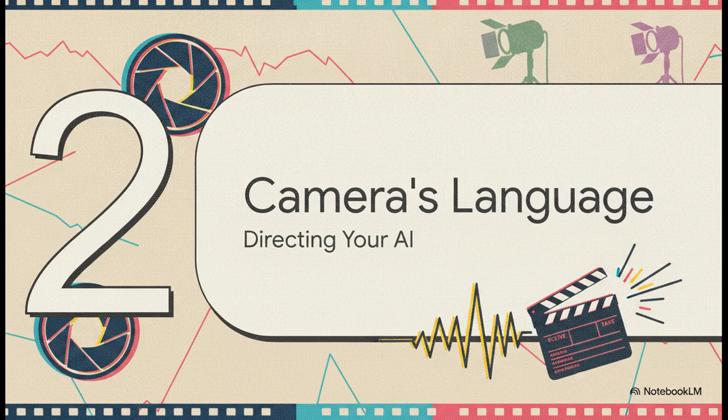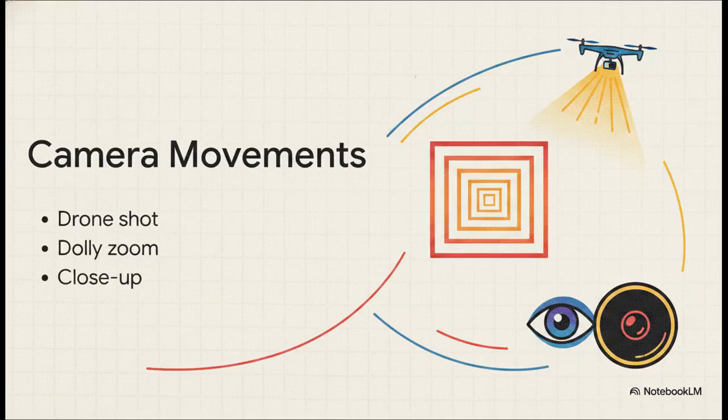When you step onto a real Hollywood film set, the crew doesn't use vague terms. They use highly specific technical language to get a specific look. To get the AI to stop producing those flat, static images, you need to use cinematic camera movements, things like a drone shot, a dolly zoom, or a close-up. Listing these specific movements forces the AI to generate dynamic spatial movement.